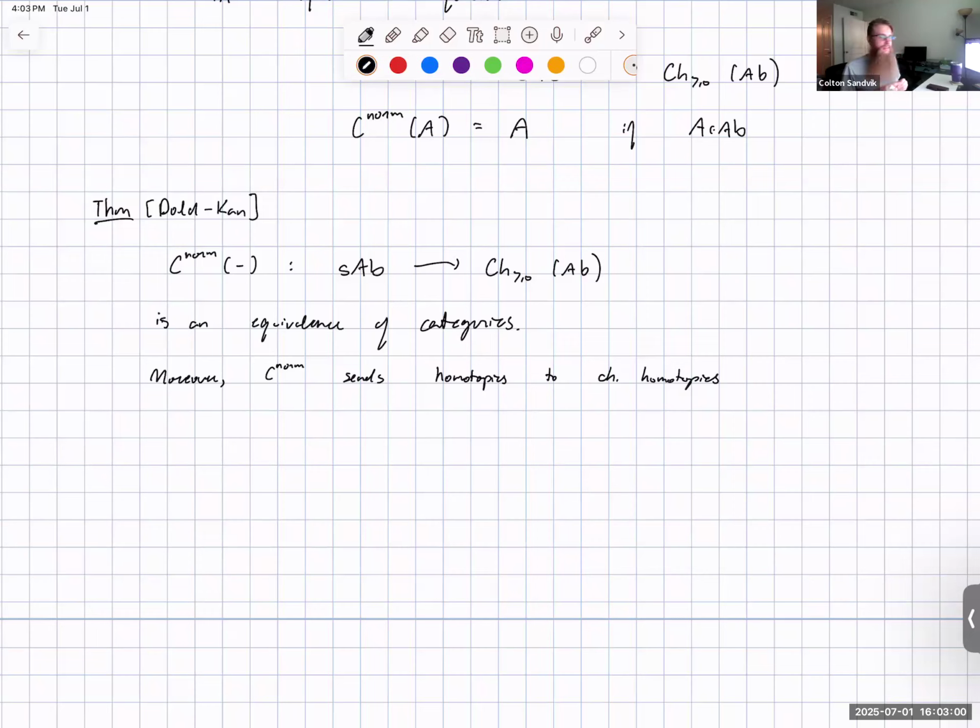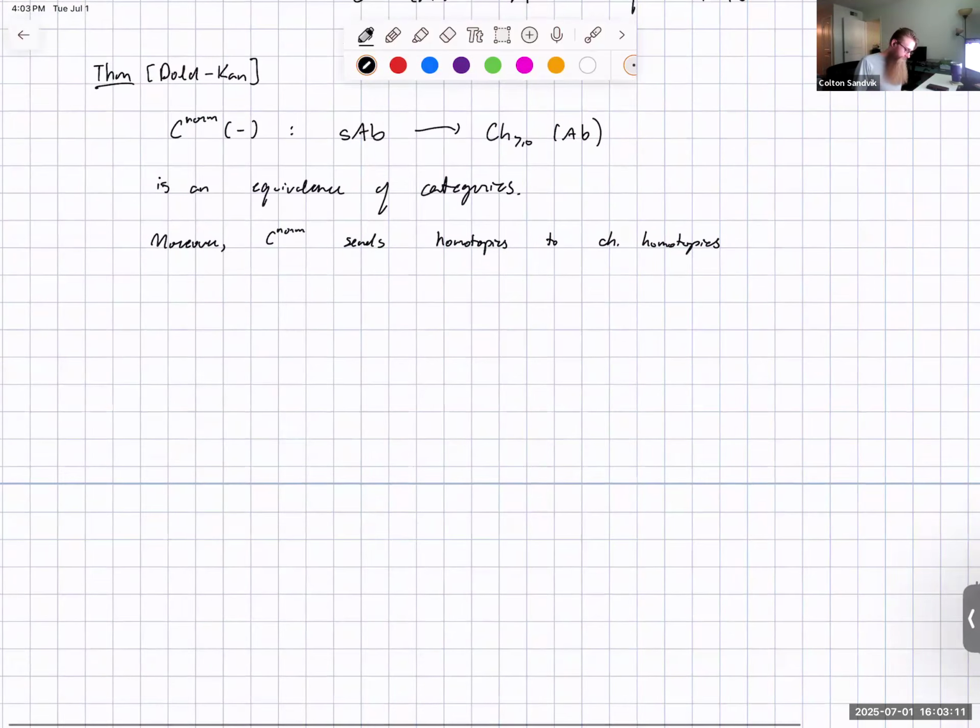So I think it's more useful to see why we should care about this theorem. And so here's an application.